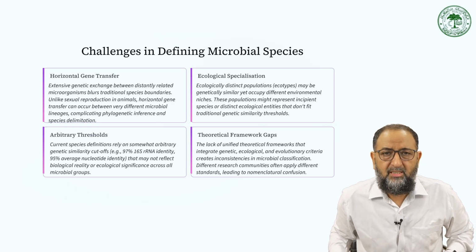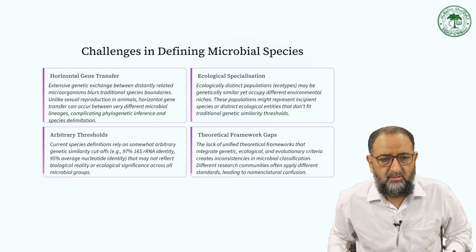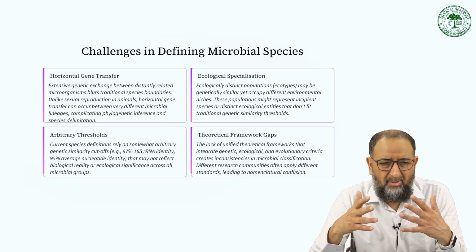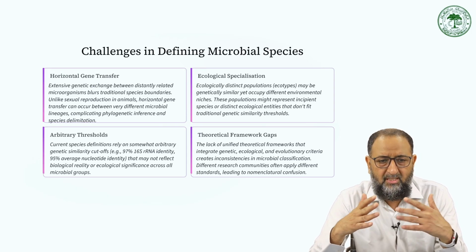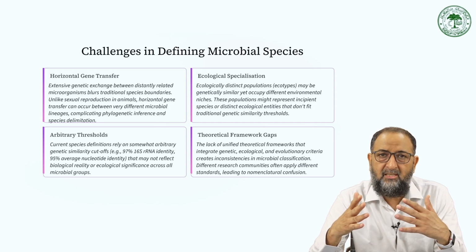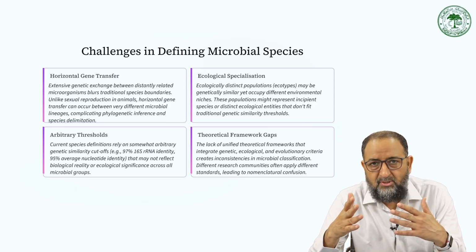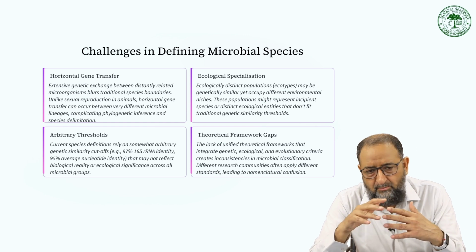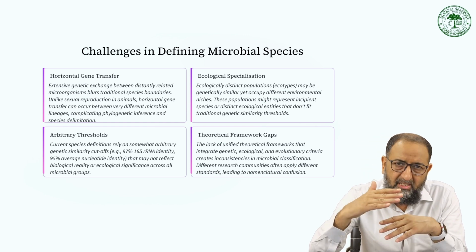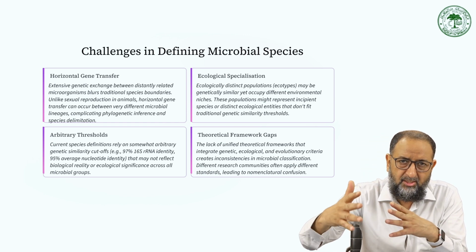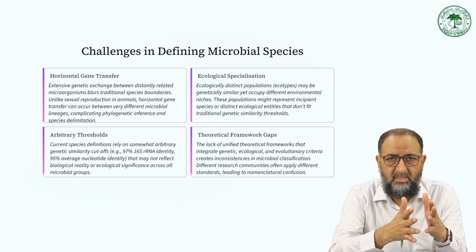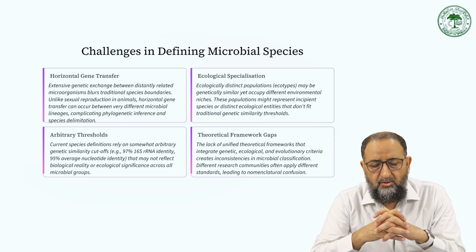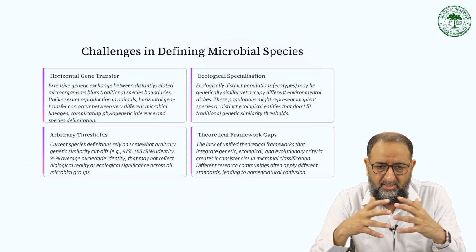Now, arbitrary threshold: the current species definition depends on a somewhat arbitrary genetic similarity cutoff point, like 97% 16S rRNA identity, or 98% or 99%. So you have to set a boundary, some line: this percent similarity to be taken for this categorization, or that percent similarity for that categorization, and so on. So you can have your own way of classification.